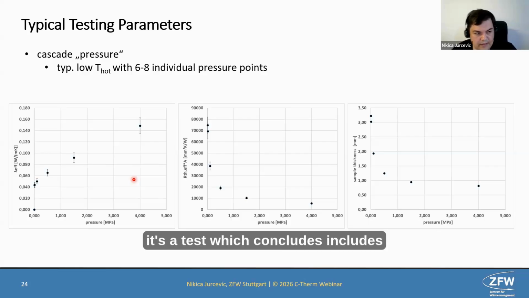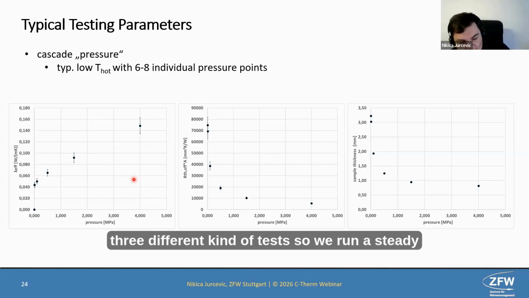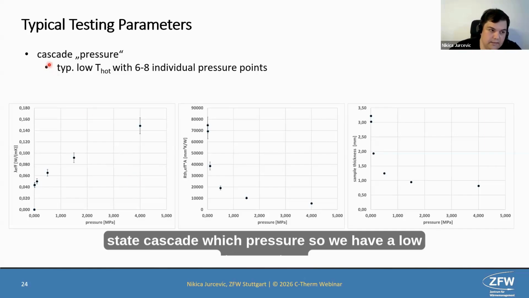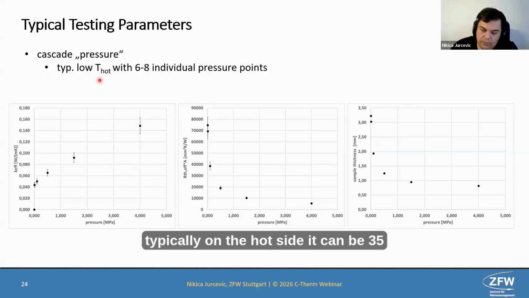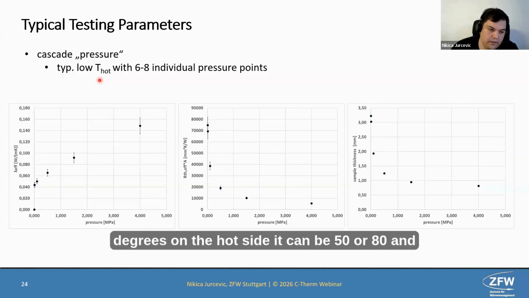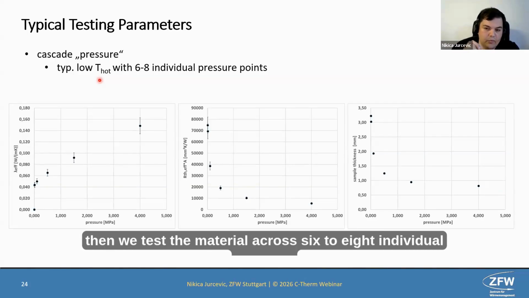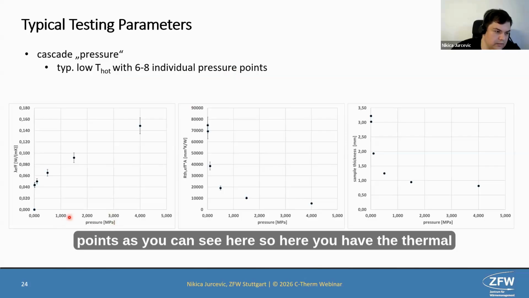So it's a test which includes three different kinds of tests. We run a steady state cascade, which is pressure. We have a low temperature typically on the hot side. It can be 35 degrees on the hot side, it can be 50 or 80. And then we test the material across 6 to 8 individual pressure points, as you can see here.